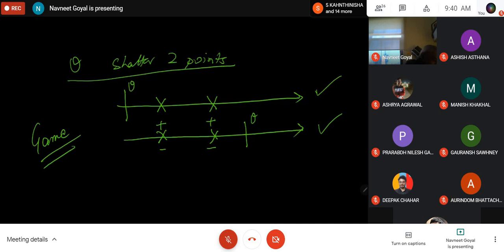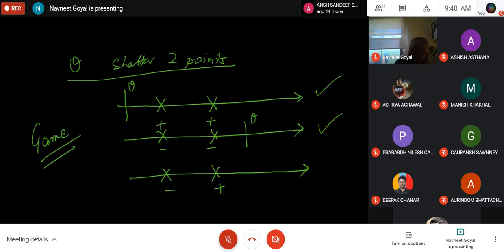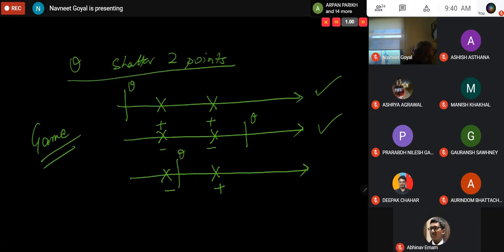Now let me give you a third situation. Again, the points remain the same. I'm only allowed to change the labelings. So now I say this is plus and this is minus. Where should be my theta? Between both of them. Not necessarily in the middle, anywhere in between. It could be here also. So you win again.